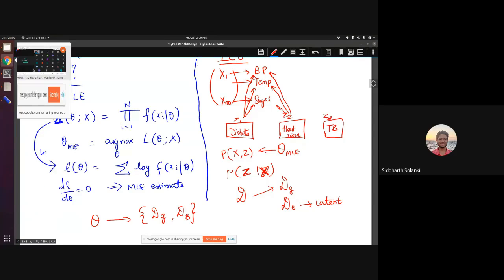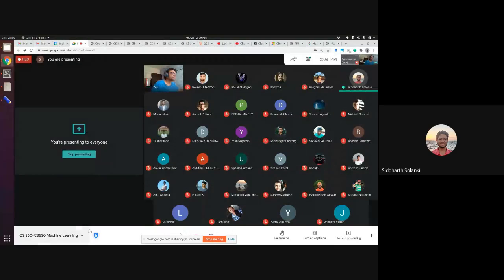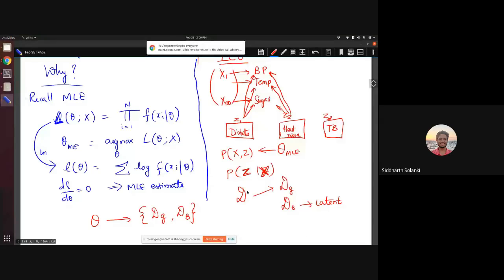Sir, I didn't understand: if data bad is the data that is not observable, then how is this helping us? I understand that if that is not observable, then that will hamper our inferences. But how is this EM algorithm helping us in that case?